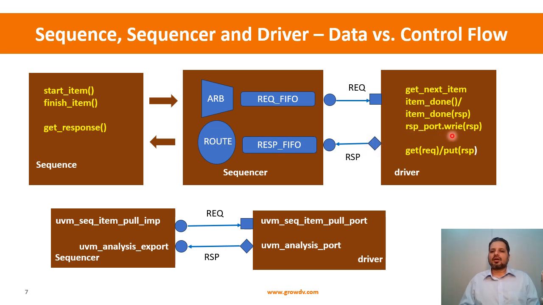And then we additionally have the write API, which is the API of the TLM analysis port. So you can say response port dot write. Response port is the handle for the UVM analysis port present within the driver, so you can say response port dot write and pass the response. Along with this, another form of communication is get and then put type of interface as well. So it can say get request and then put response. Both have a different way of establishing synchronization with the sequence via the sequencer. How these APIs get utilized, we'll look at in the next few slides.